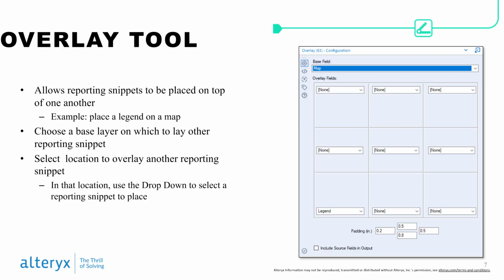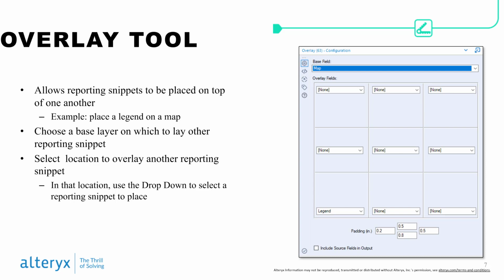To place the legend back on your map, use the Overlay tool. The Overlay tool configuration has two options to select, the base field and the overlay fields. In the overlay tool configuration, choose the base layer first. That typically will be your map.